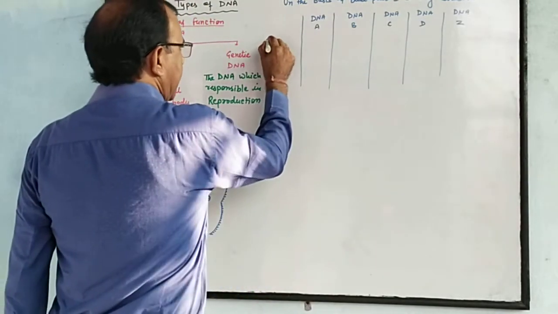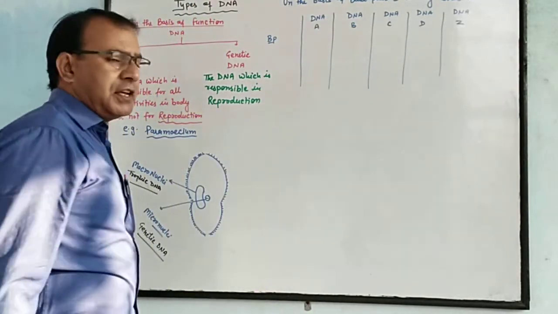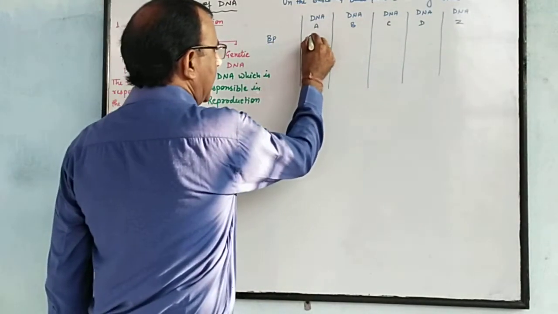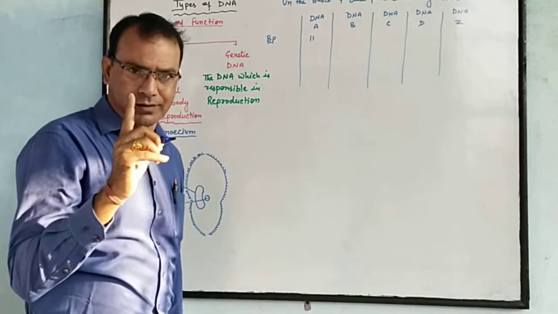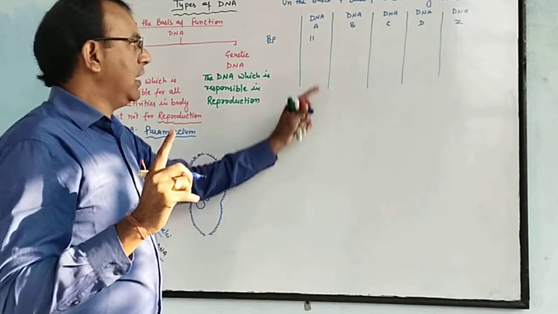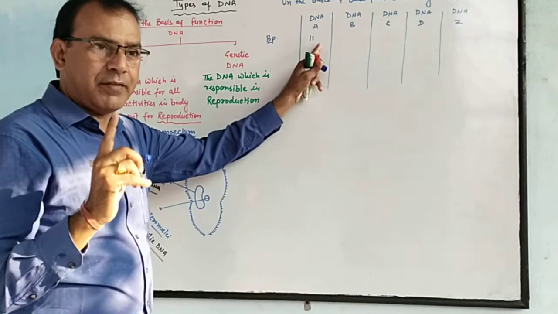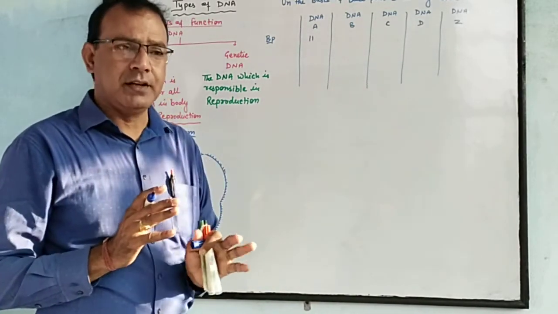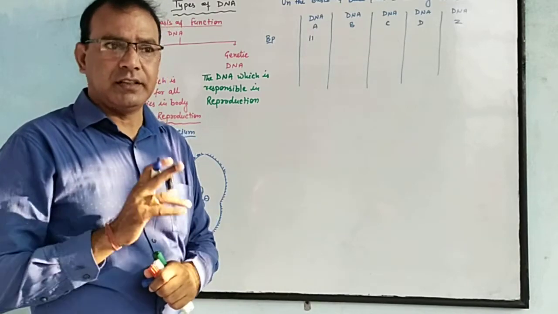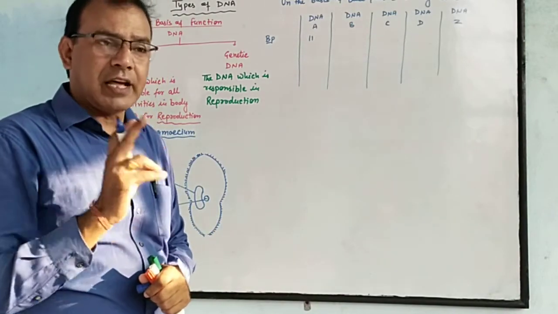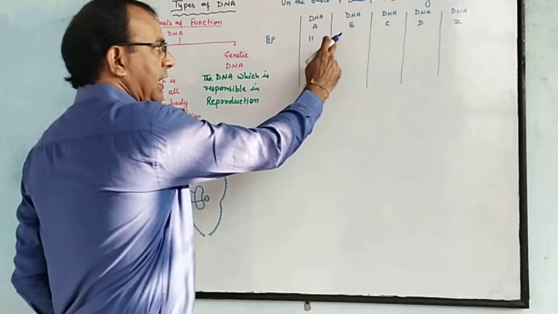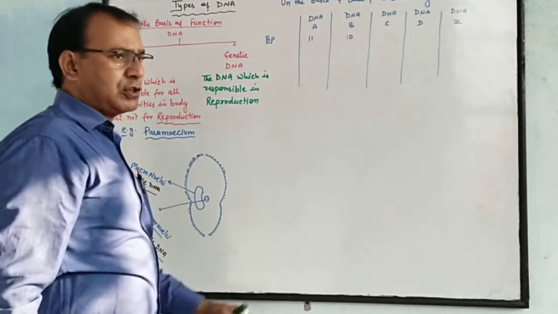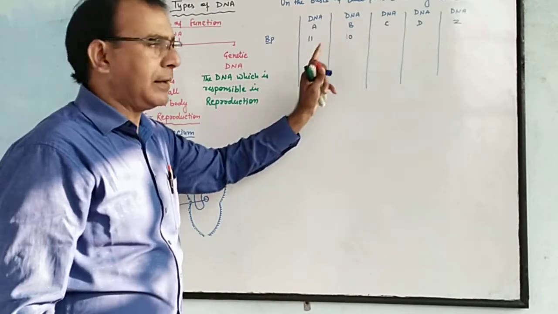First one is base pair. DNA A contains 11 base pairs in one turn. In the previous part, we discussed the J.D. Watson and F.H. Crick double helix structure. In that, one turn contains 10 base pairs. That was DNA B. It contains 10 base pairs. The most common DNA is DNA B.